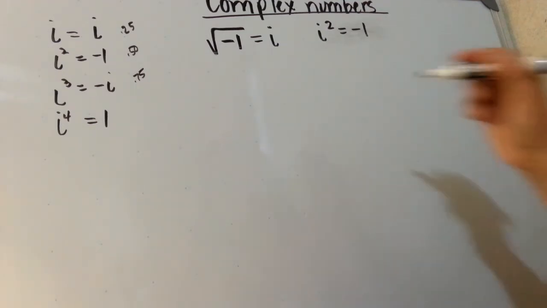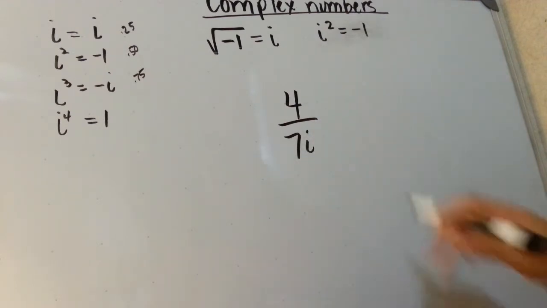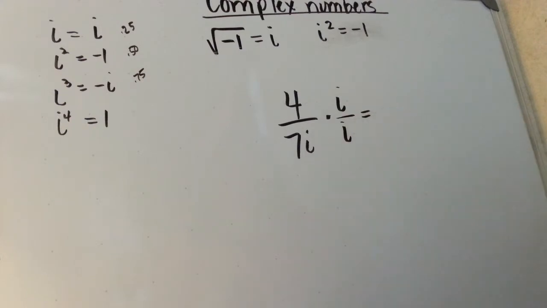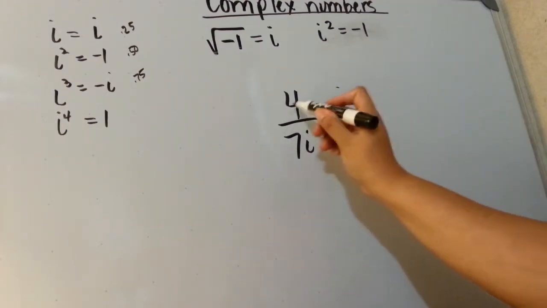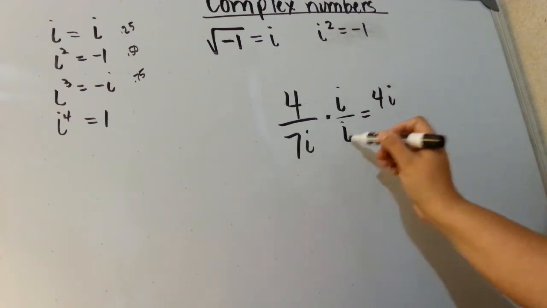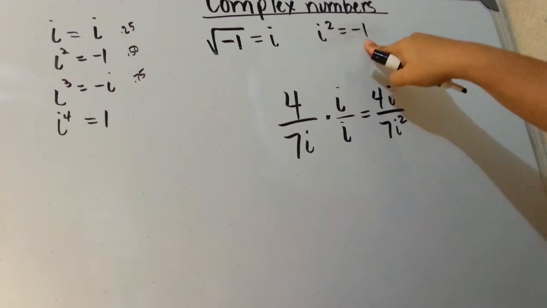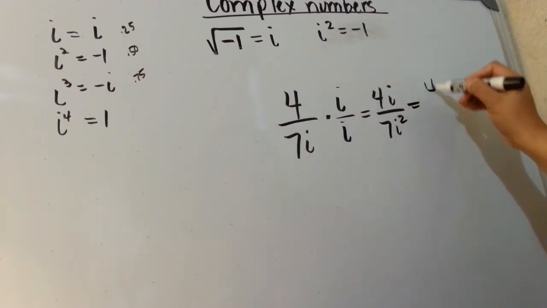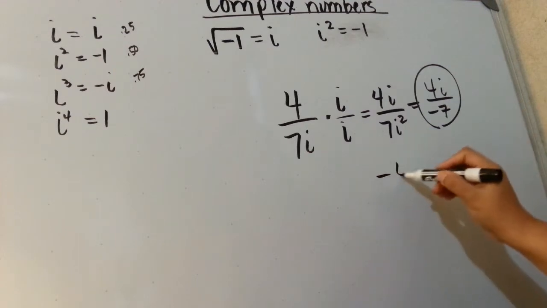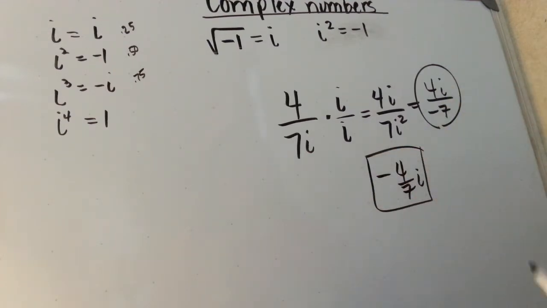Alright, division now. You have something like this, 4 over 7i. How do you get rid of the i? Well, you multiply top and bottom by i. And you multiply across. 4 times i is 4i. 7i times i is 7i squared. And what is i squared? Negative 1. So this is 4i over negative 7, or negative 4/7 i, to be more correct.